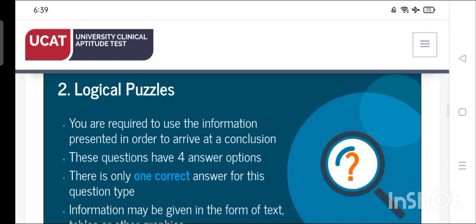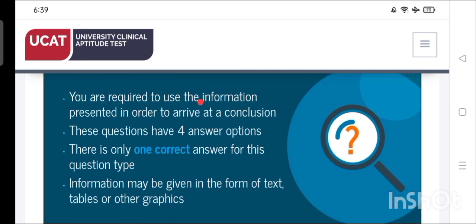Okay, now next we have the logical puzzles. You are required to use the information presented in order to arrive at a conclusion. These questions have 4 answer options. There is only one correct answer for this question type. Information may be given in the form of text, tables, or other graphics.